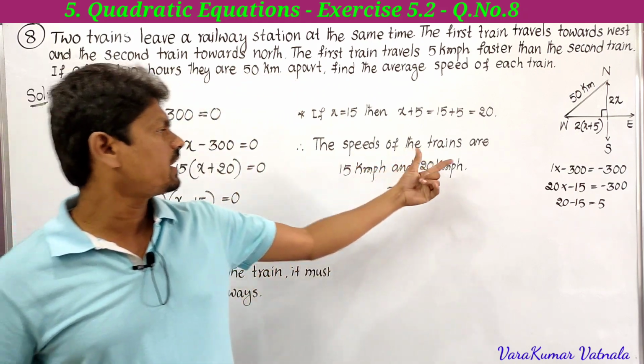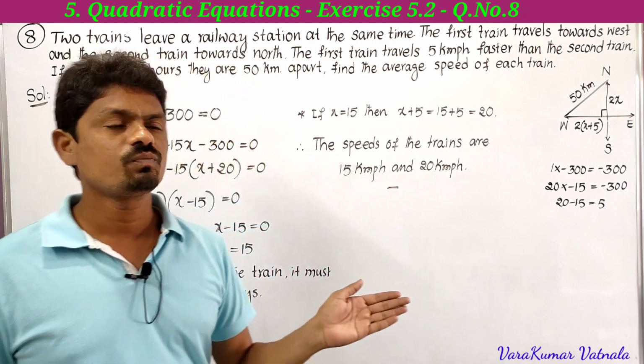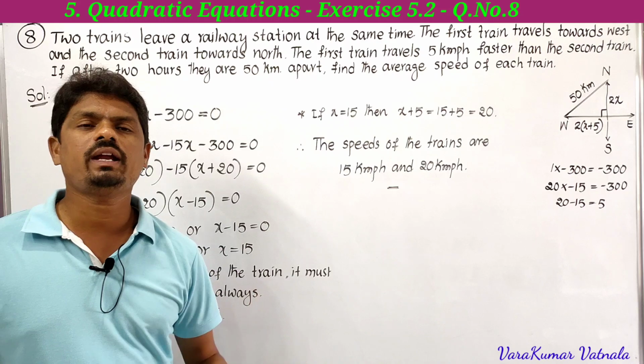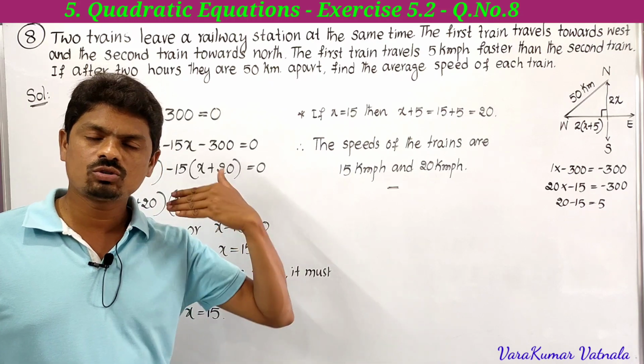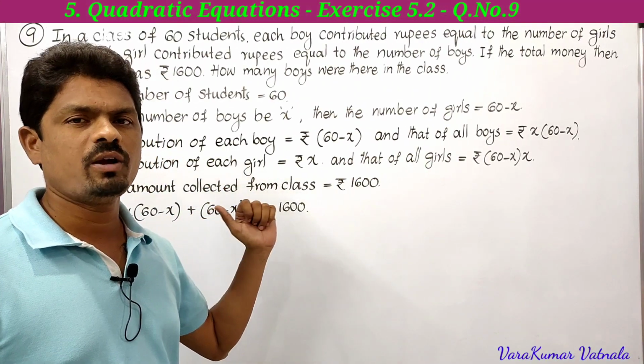The speeds of the trains are 15 kmph and 20 kmph. So this is the 8th problem. Very important, you just have to practice 2-3 times, you can get it perfect. Next we have to solve the 9th problem. This is the 9th problem in exercise 5.2.